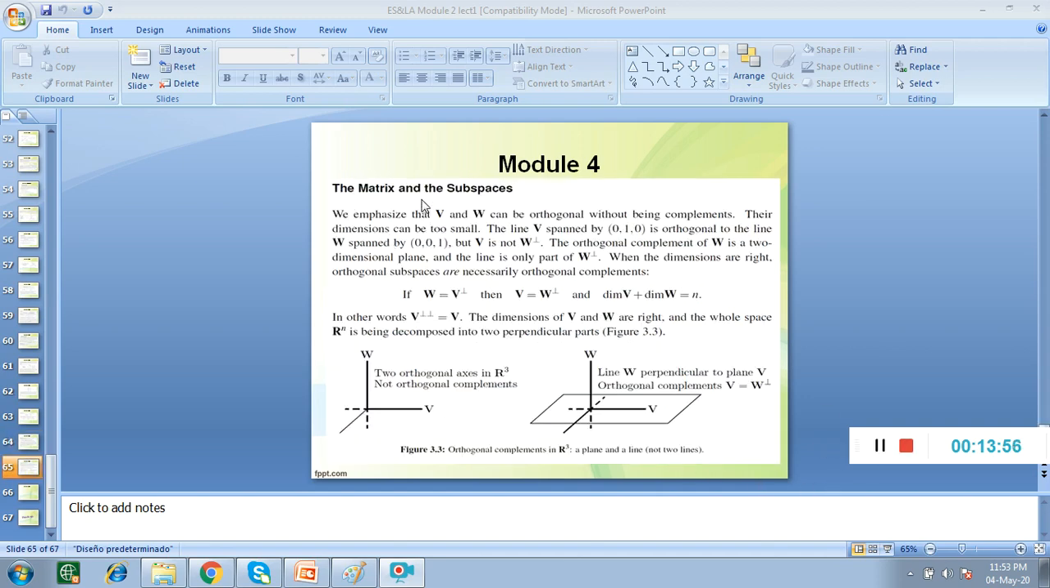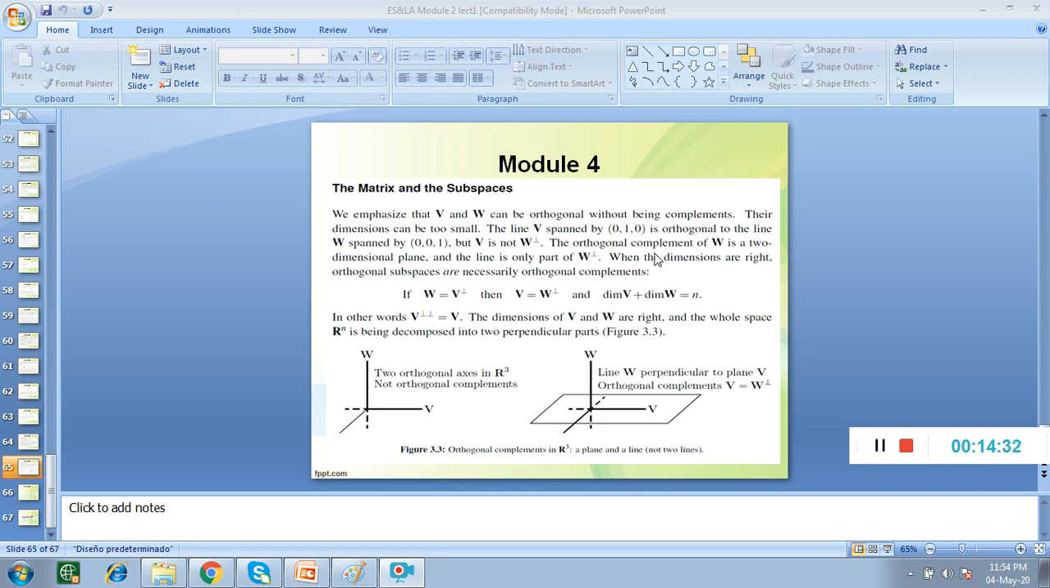Now here we understand a little bit regarding the subspaces. Let V and W be complements of each other. V and W can be orthogonal without being complements, so their dimensions can be too small. Let's consider this one: the line V spanned by 0 1 0 is orthogonal to the line W spanned by 0 0 1.